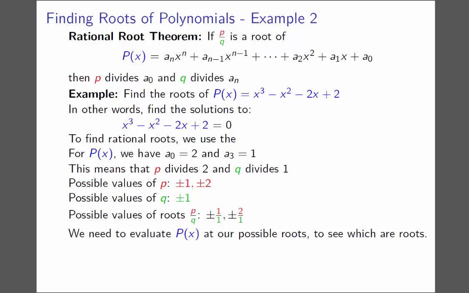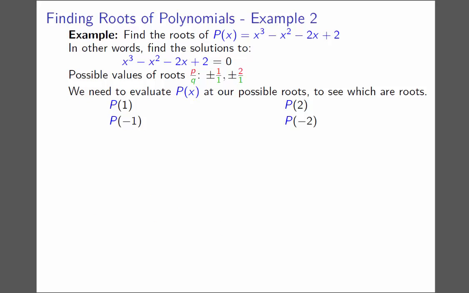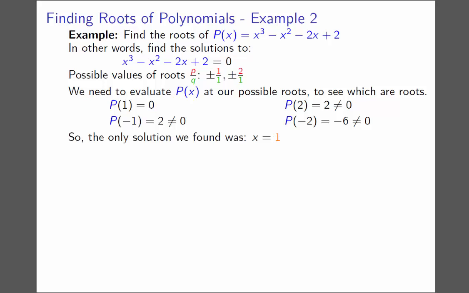Now we need to evaluate p of x at our possible roots to see which ones are actually roots. Evaluating p of x at our possible roots, we need to check at 1, -1, 2, and -2. Doing this, we find that p of 1 is 0, but p of -1 is 2, which is not 0. P of 2 is also 2, which still is not 0, and p of -2 is -6, also not 0. So the only solution we found was x equals 1.